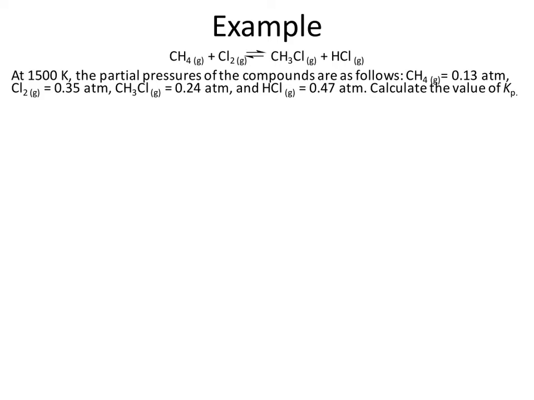All right, let's look at this example here. It says at 1500 degree Kelvin, the partial pressures of these compounds are as follows. So we're given all the partial pressures here. Now remember that K equilibrium is just a general term for Kc and also Kp and a whole bunch of other ones. So in this case, we're going to be looking for Kp specifically. Our Kp is going to be looking at our products over our reactants multiplied by their coefficients, or to the power of their coefficients.